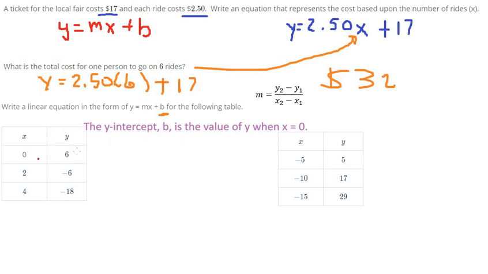So the table on the left is going to be much easier than the one on the right, because the one on the left, when x is 0, y is 6. So we already have the b value. So right now, we can put in y equals mx plus 6, and now we just need to find out what the slope is. And there's actually a couple ways we could do this, but I'm going to use probably the oldest fashioned method here. We're going to use the slope formula.